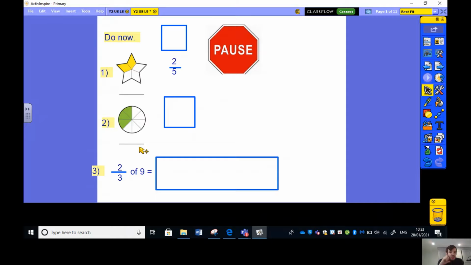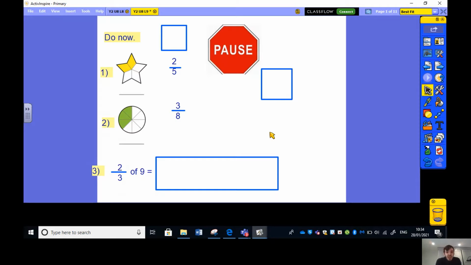Now looking at this circle, my denominator, well, there are 8 equal parts, so my denominator will be 8. How many have been shaded in? Because that will tell me my numerator, 1, 2, 3. Therefore, looking at my fraction with my numerator, my vinculum and my denominator, 3/8 of the shape has been shaded in. 3/8.